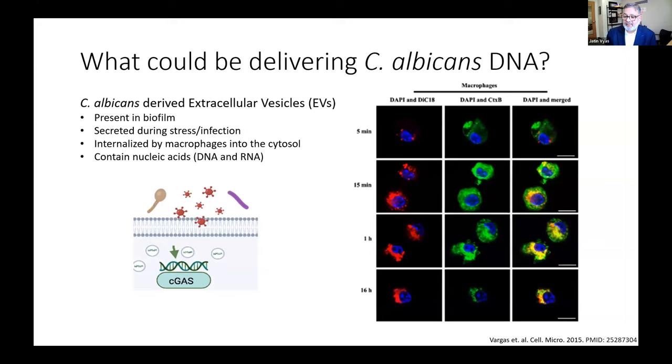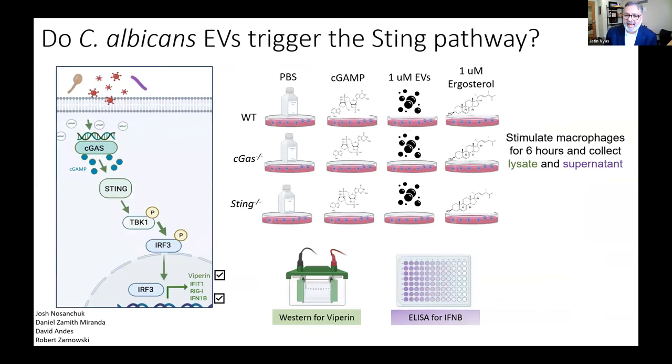So this is some data from Vargas et al. in 2015 that demonstrated the ability to be able to see extracellular vesicles in the cytoplasm of macrophages. And most importantly, these extracellular vesicles contain loads of nucleic acid, both DNA and RNA. And so Hannah set out to ask the question whether Candida EVs or extracellular vesicles could trigger this STING pathway.